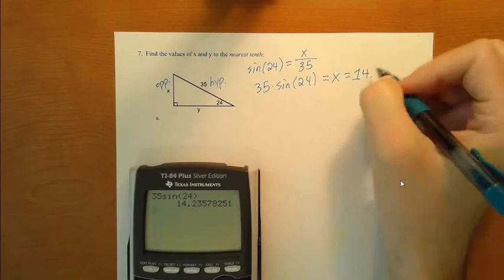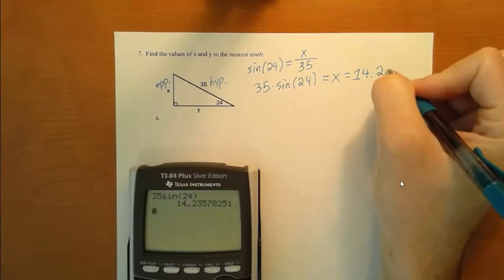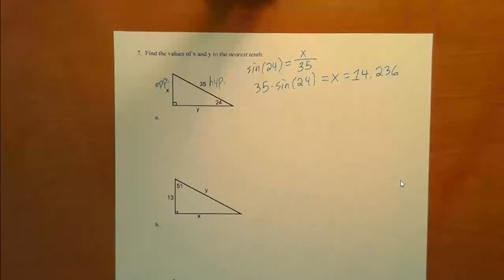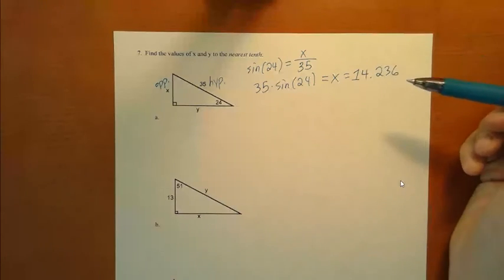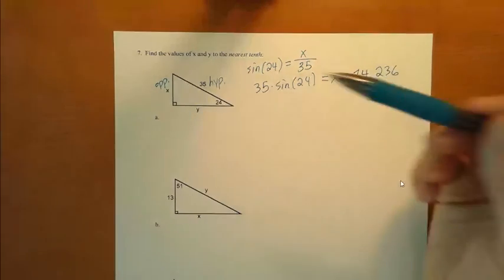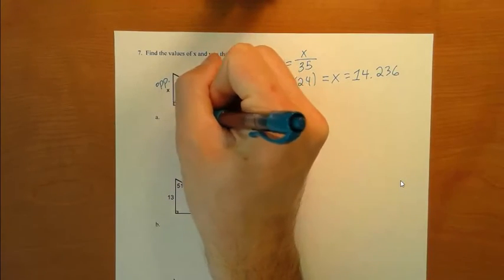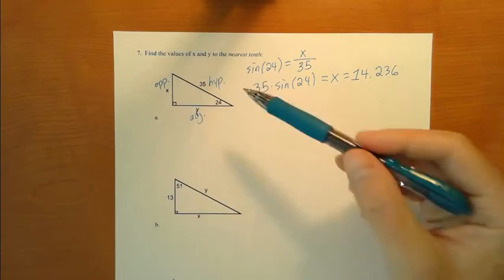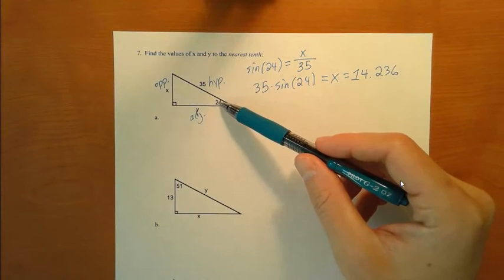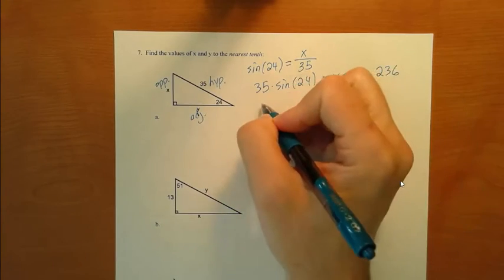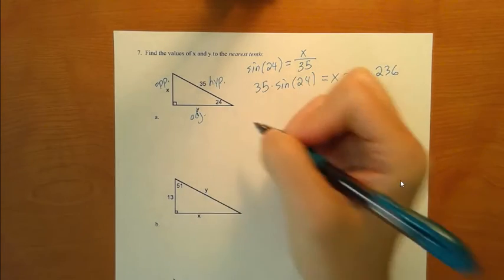And I'm going to leave that as 14.236 because we might need that x to find y. So now that I know x, I could use that x to find my y value, or basically that y is the adjacent side. So I could do cosine of 24 is y over 35. And so that's probably the easiest way here. But with the next problem, we'll do it differently.